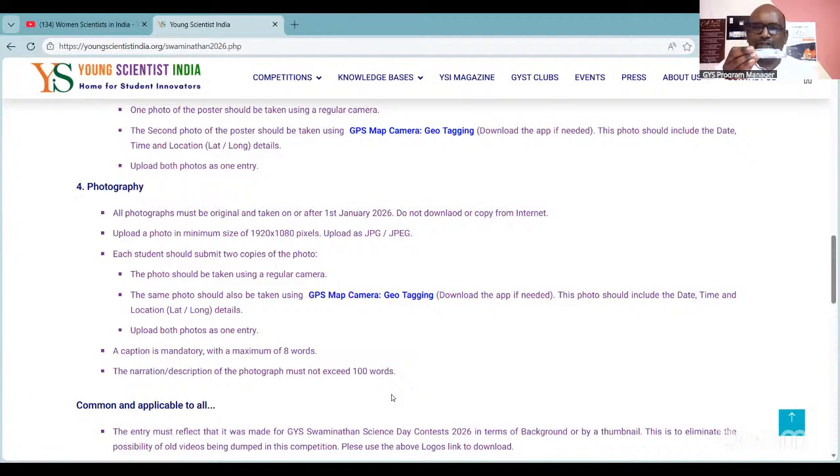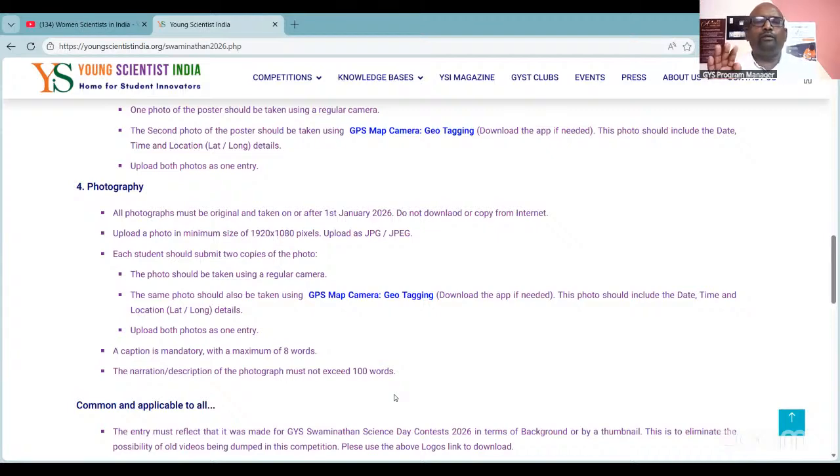So you can take a picture, but you have to narrate about this picture. What is it? How does it work? What's the technology? What's the working principle behind it? How is it helpful? And so on, within 100 words. Not more than 100 words. Within 100 words, you have to narrate about this photograph.